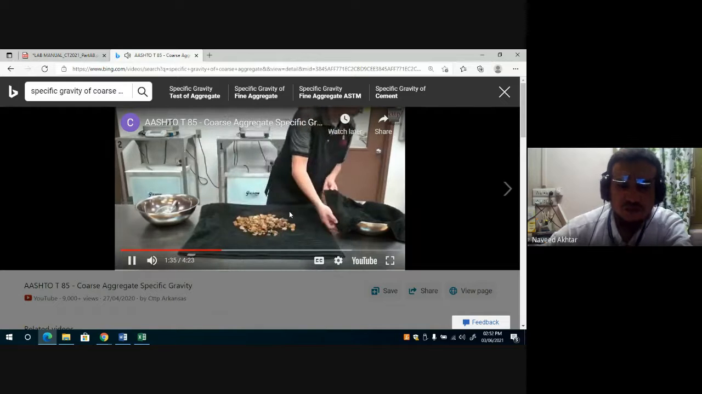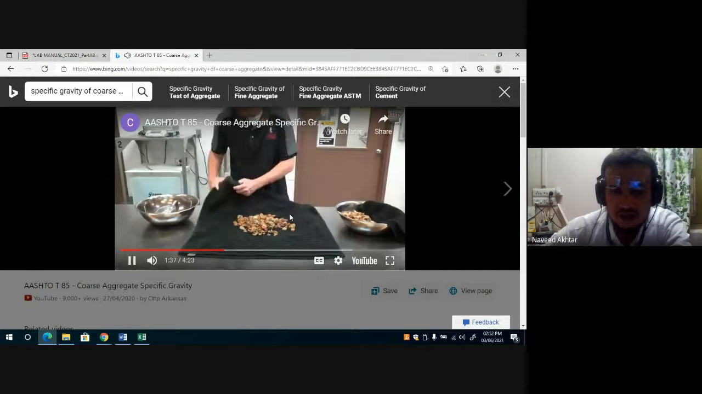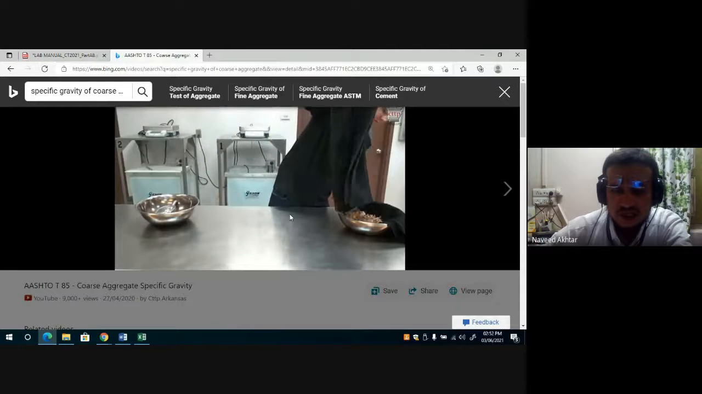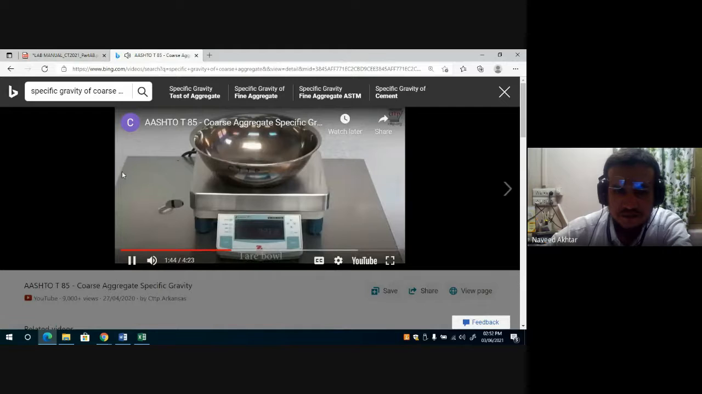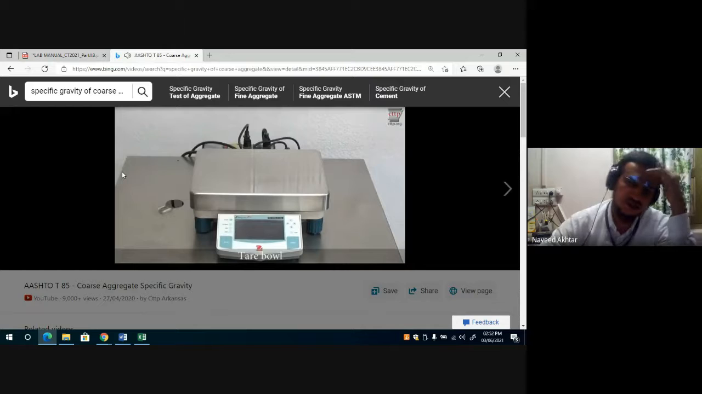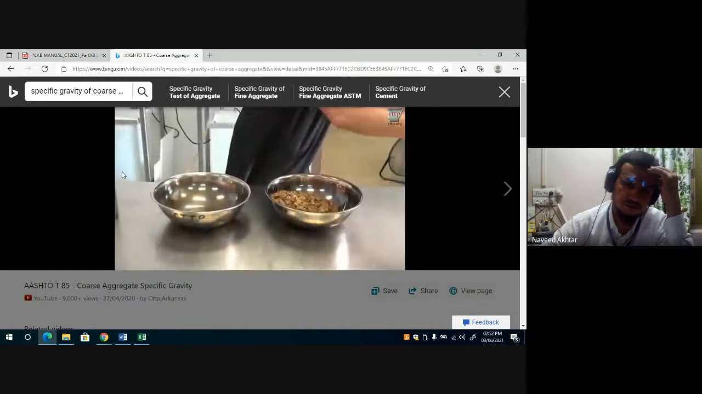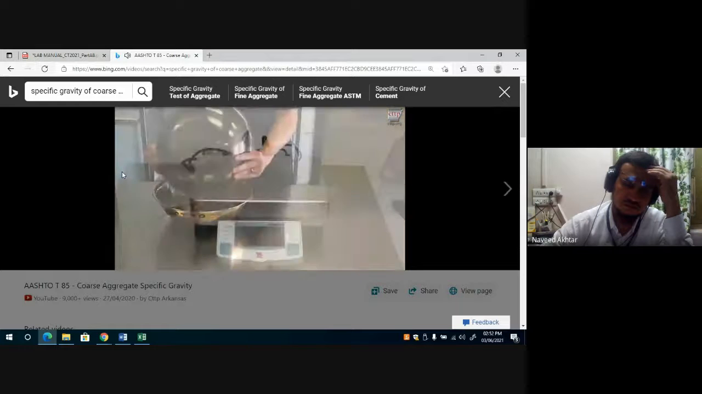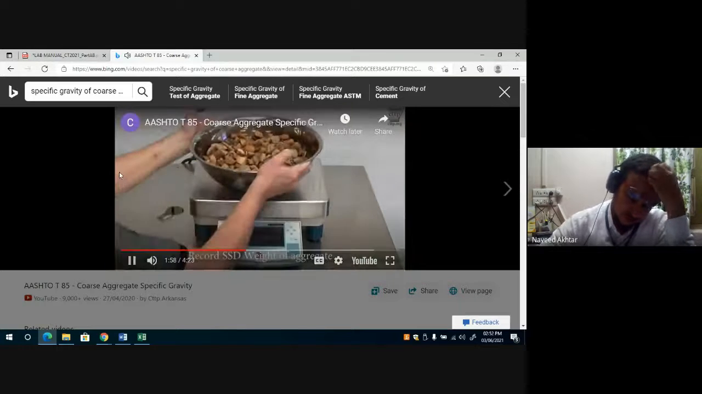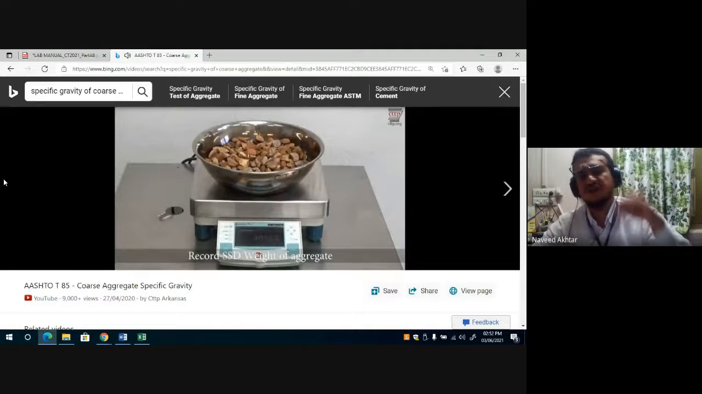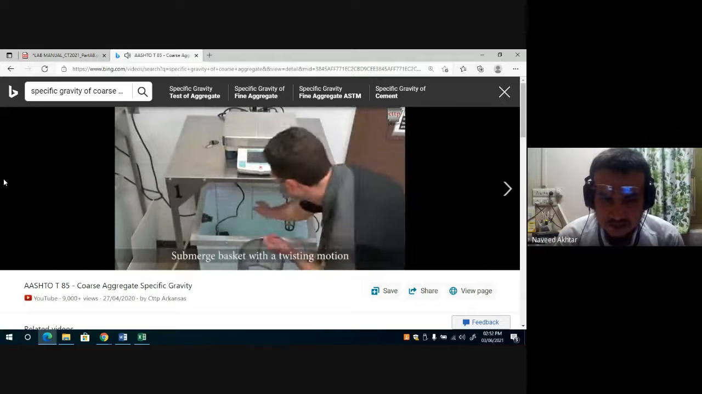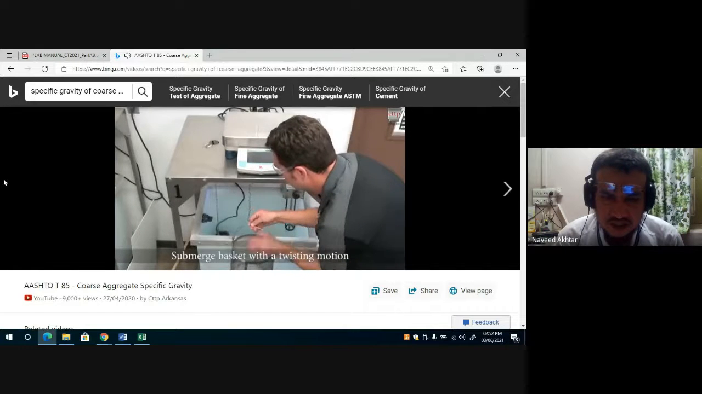So you have to take the samples to bring SSD condition. Then you have to record the reading in the SSD condition. Different courses have different procedures. So these are nothing but, this is the basket.